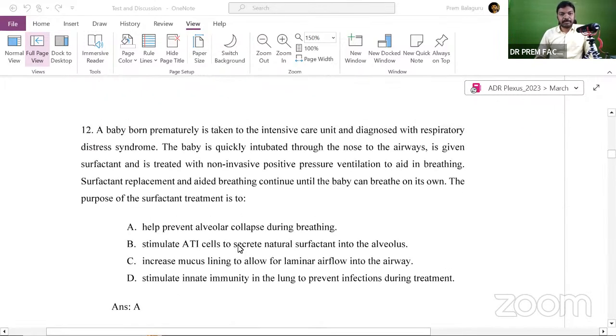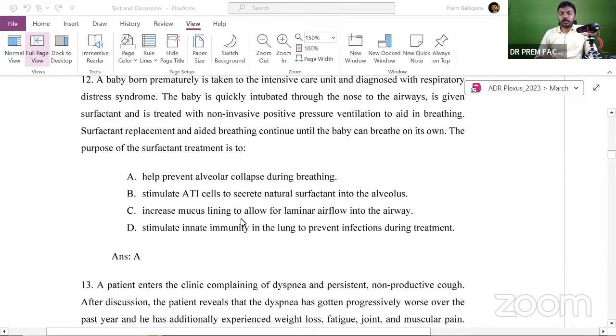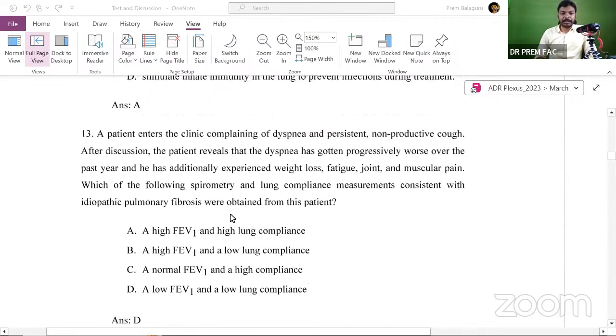Twelfth question, a premature baby delivered and surfactants. What is the role of surfactants? It helps prevent alveolar collapse during breathing. A is the right answer. For question 13, pulmonary fibrosis. What's the right answer? Low FEV1, low lung compliance.